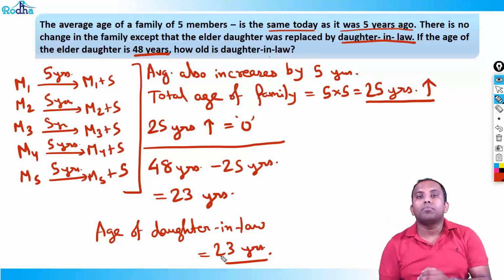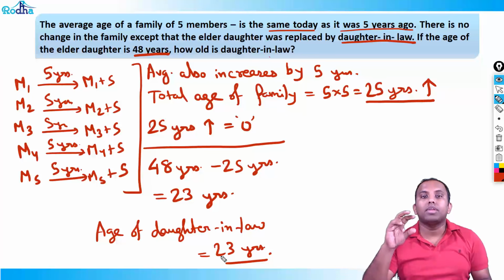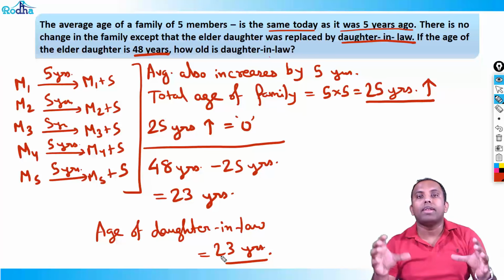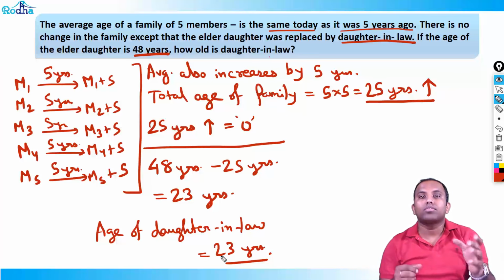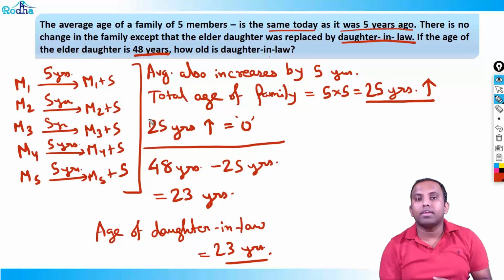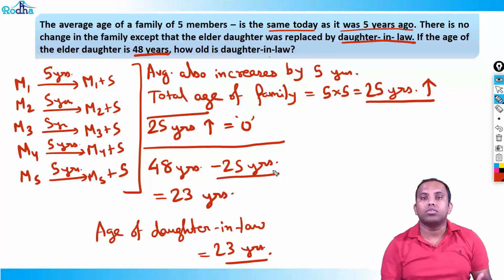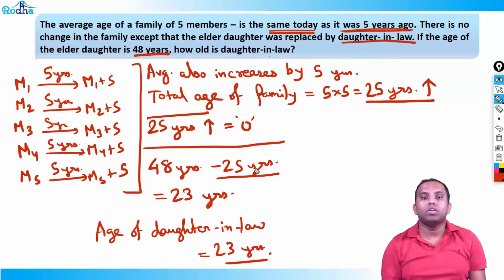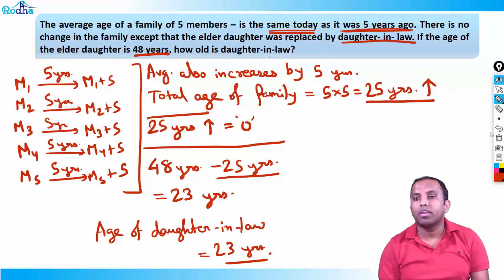Why? Because a person whose age is 48 years is replaced by another person. So the other person must be younger, because the total age has decreased. To nullify that increase of 25 years, the person who is coming should decrease the total age by 25 years, such that the 25 years increase and the 25 years decrease give 0, and it is the same today as it was 5 years ago. That means the age of the daughter-in-law is how much? 48 minus 25, 23 years, right? Simple concept. Okay. Next question.